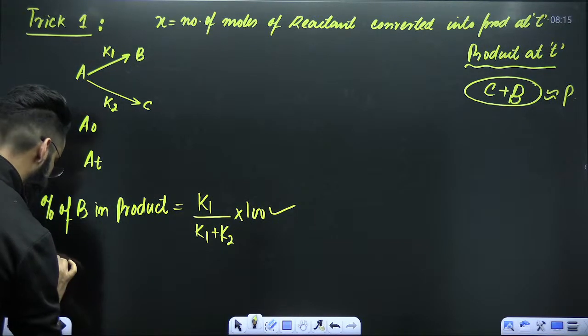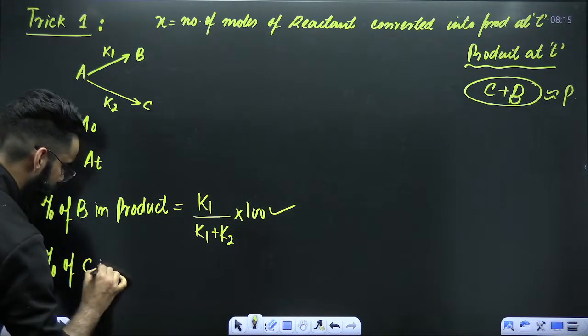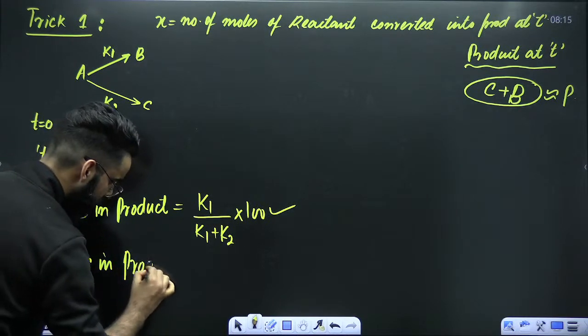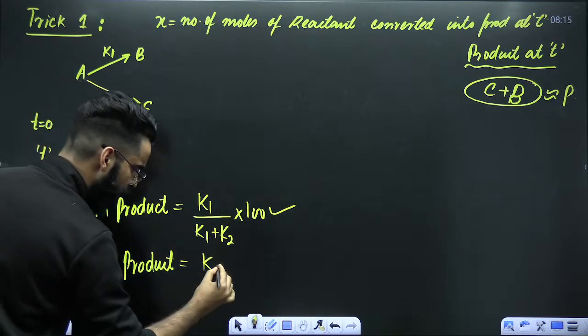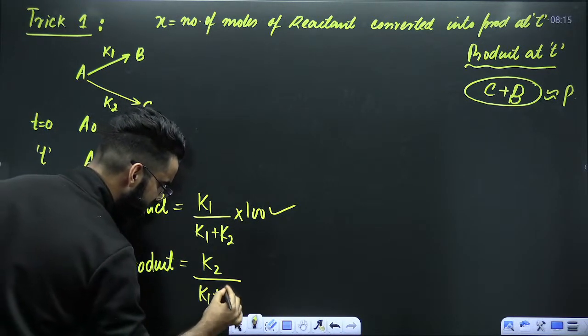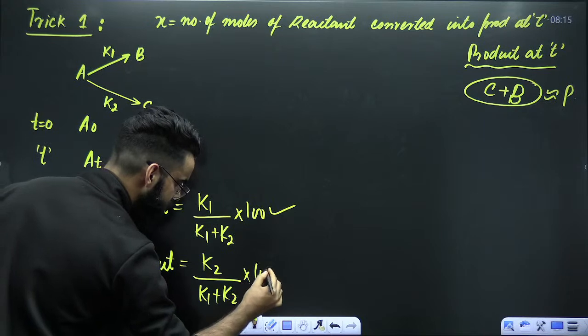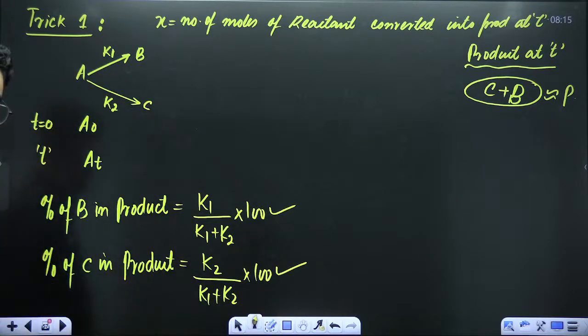Number two, percentage of C in the products. It is just going to be equal to K2 divided by K1 plus K2 multiplied by 100. This will give you the percentage of C in the product, right?